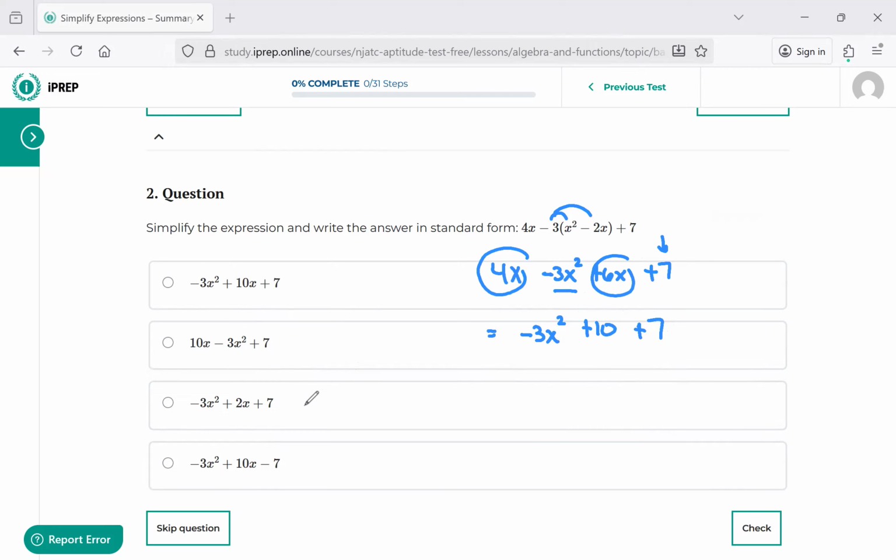So your final answer is -3x squared plus 10x, forgot to put an x there. 4x plus 6x is 10x, and then we have a plus 7. So which one is that going to be? -3x squared plus 10x plus 7. This one.